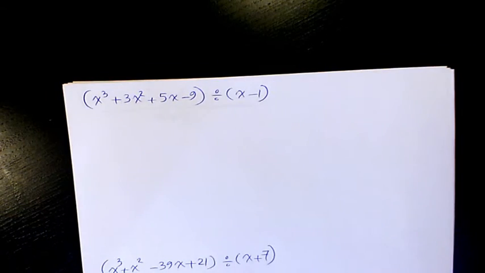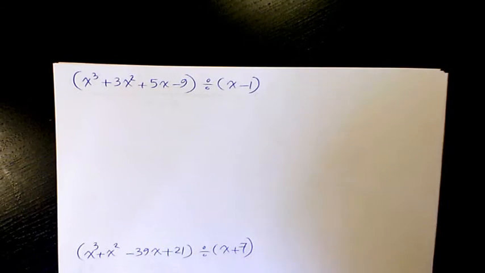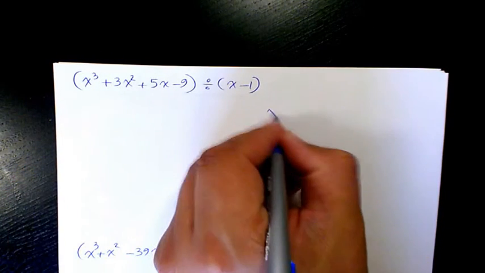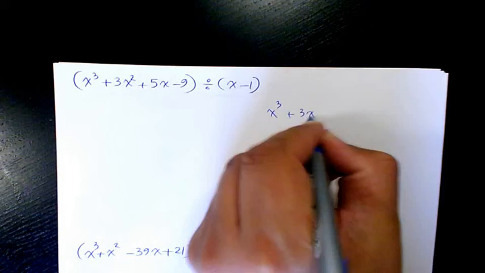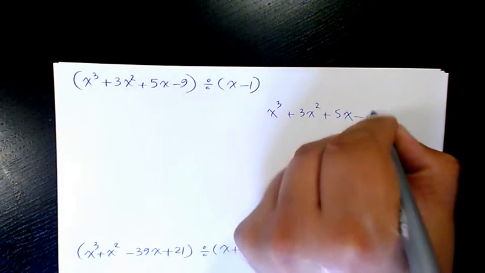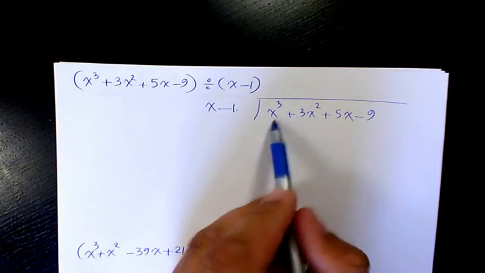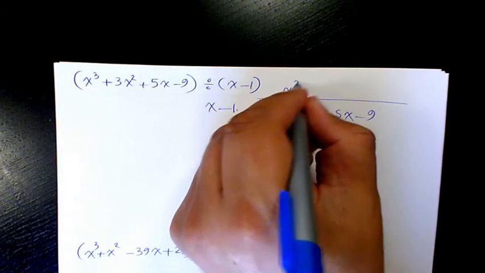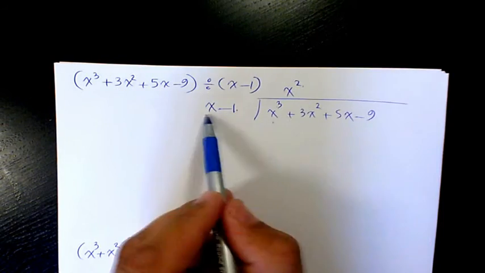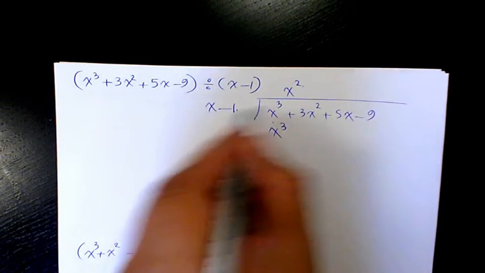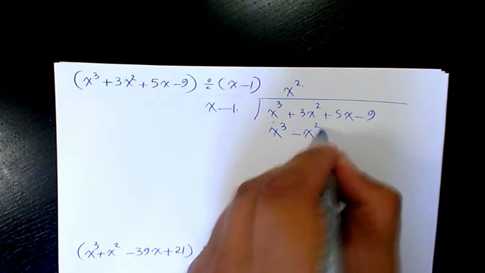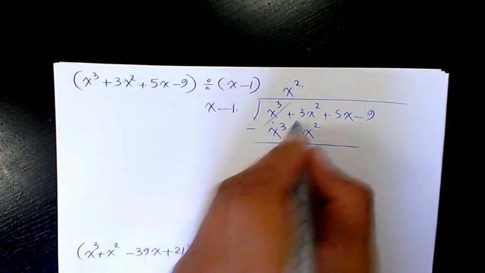Let's see the next example. x cubed plus 3x squared plus 5x minus 9 divided by x minus 1. x cubed divided by x is going to be x squared. x squared times x, x cubed. x squared times negative 1, negative x squared. Subtracted, these two cancel out.